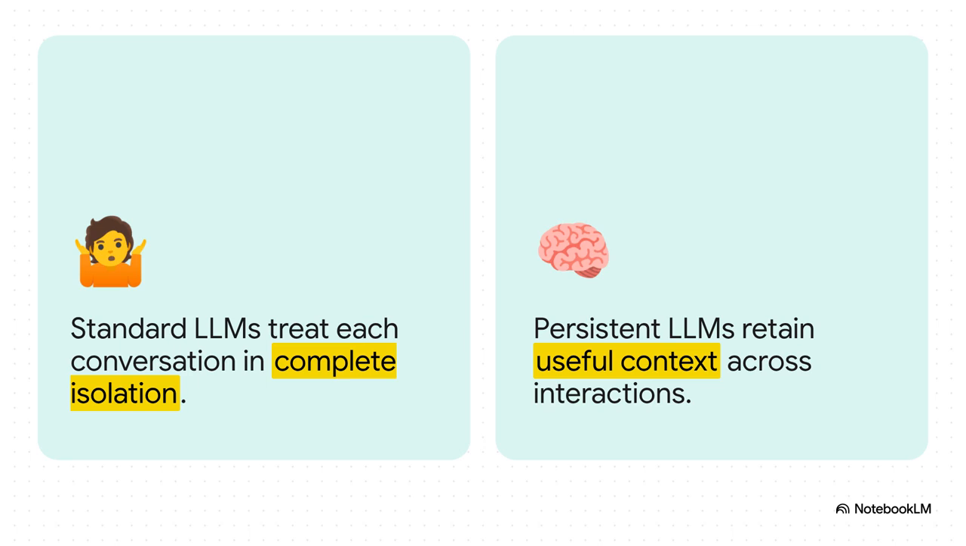Looking at this, on the left, you've got your standard LLMs. Because they treat each conversation in complete isolation, you are forced to constantly re-inject your context back into every prompt. You know what that means? It eats up your token limits, it drives up costs, and honestly, it just wastes your time. But on the right, we have persistent LLMs. Now, these are the holy grail. We're talking about applications that actually retain useful context across interactions, learn about you over time, and just pick up exactly where you left off. To make that jump from the left to the right, we really need a robust memory infrastructure.